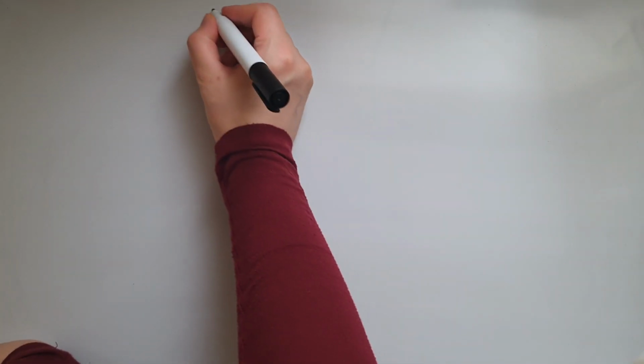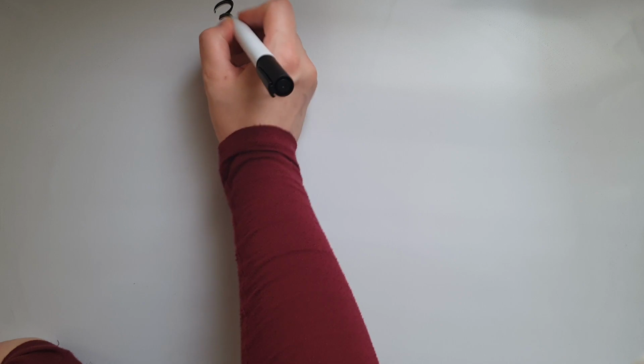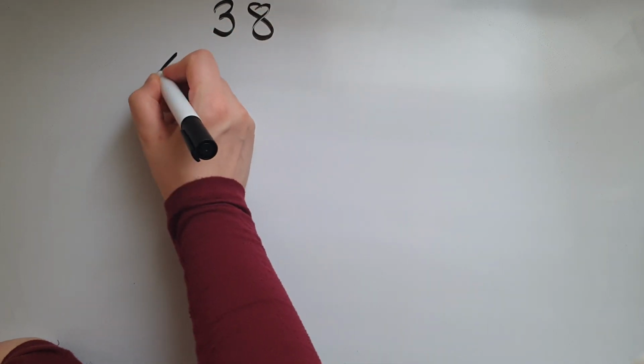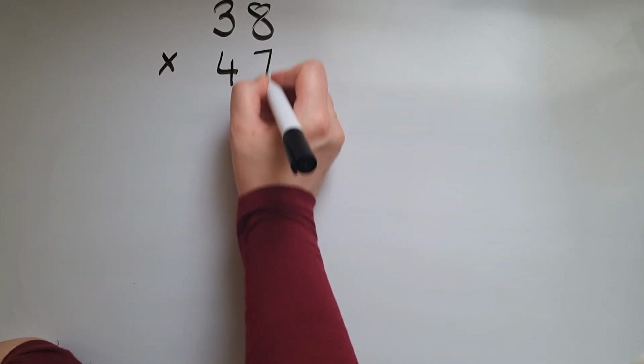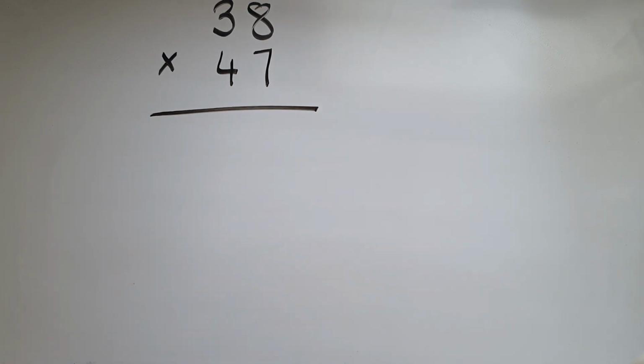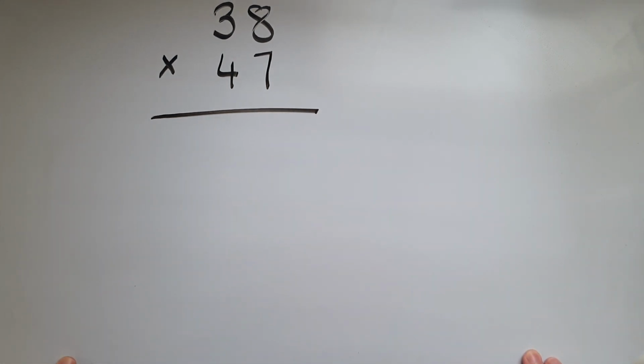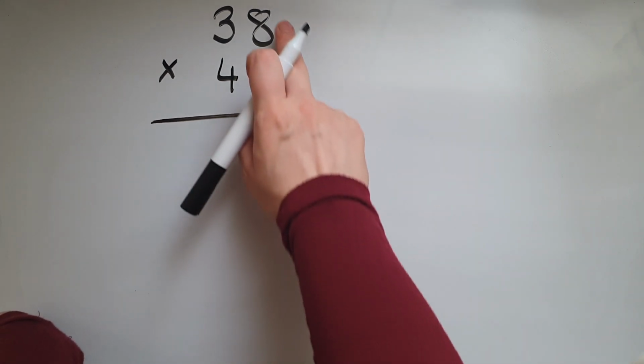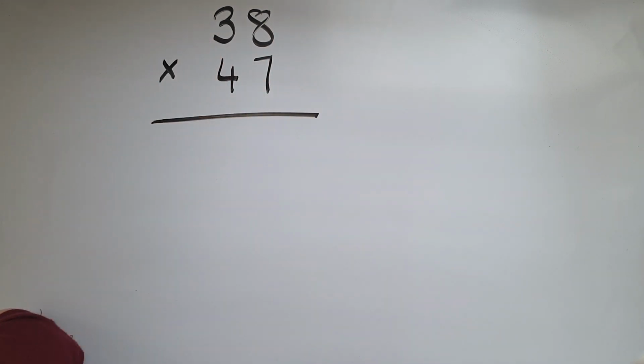In this video, we'll learn to multiply whole numbers or integers. So let's start. Let's do 38 times 47. We'll start by multiplying 7 by 8 and then by 3.